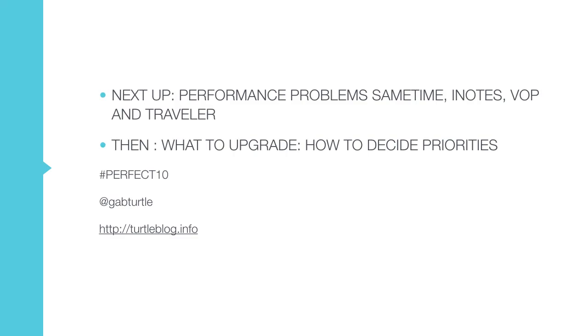So that's us for performance and health for Domino. Next up, we're going to look at performance problems for Sametime, iNotes, Verse On-Premise, and Traveler. And after that, what to upgrade and how to decide priorities.